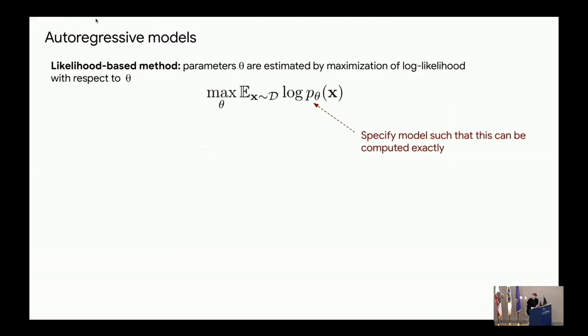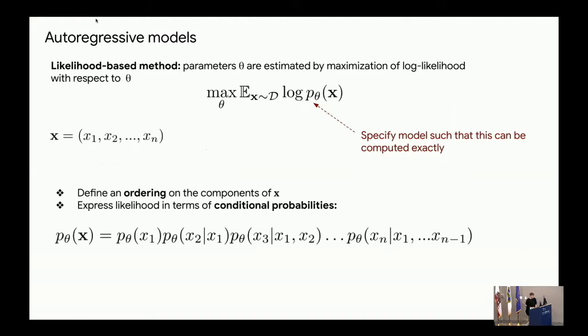And so we're going to see that we can specify the model so that this can be optimized exactly. The basic idea, we have our data instance X, which we can break up into different dimensions, X1 to XN. And we're going to define an ordering on the components of X. And so basically just based on rules of probabilities, we can rewrite P of X as this product of all of these different conditionals, right? So we have this ordering, and then we have P of X1, P of X2 given X1, P of X3 given X1 and X2, and so on and so forth.